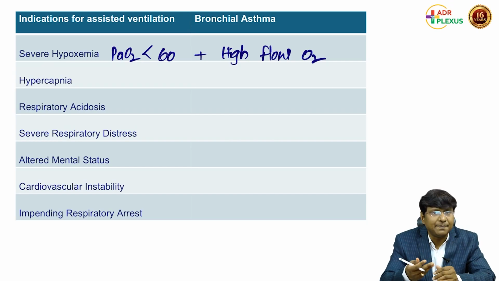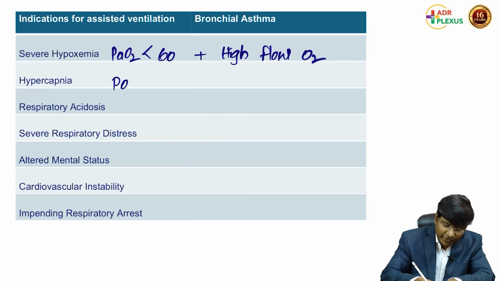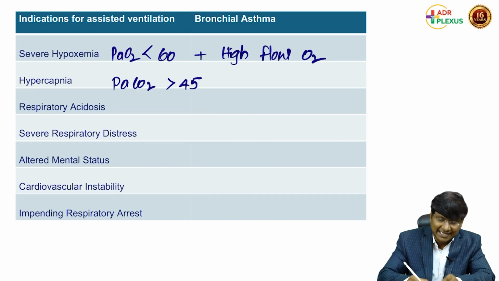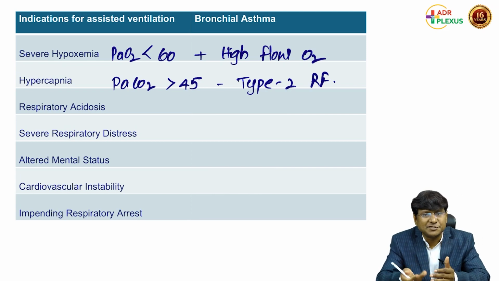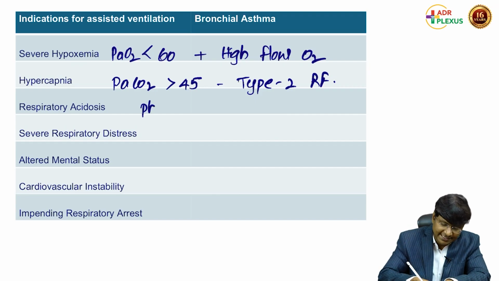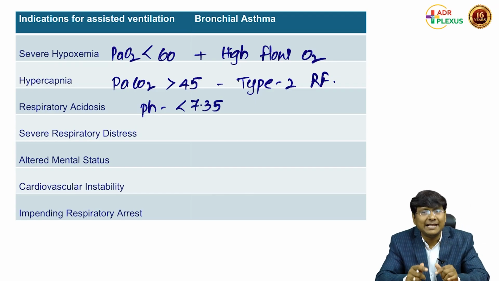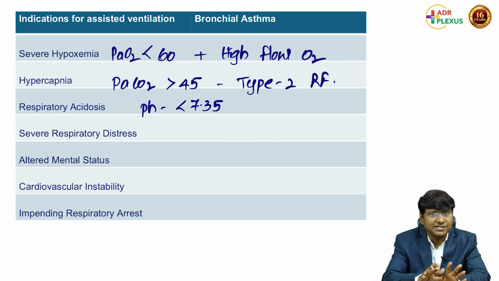And next is hypercapnia, where the partial pressure of carbon dioxide is more than 45 millimeters of mercury. That indicates ventilatory failure, a type 2 respiratory failure. They will require assisted ventilation. And take respiratory acidosis, where the pH of the individual is less than 7.35, due to increased partial pressure of carbon dioxide. So that is an indication for assisted ventilation.